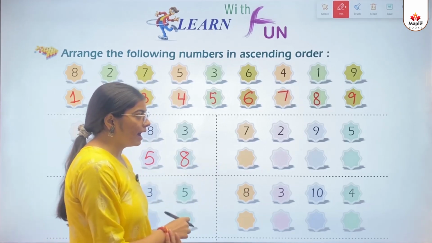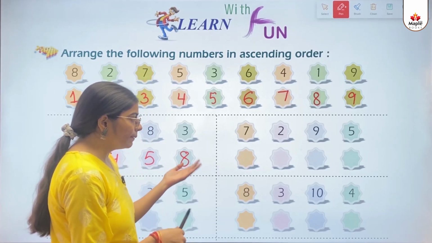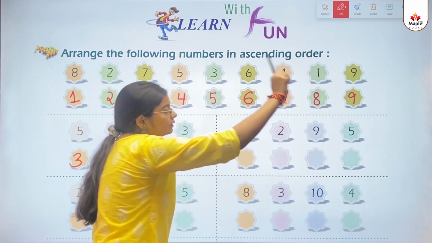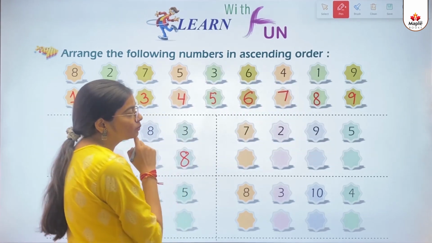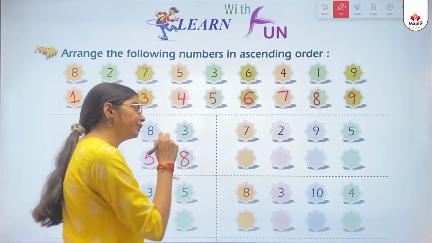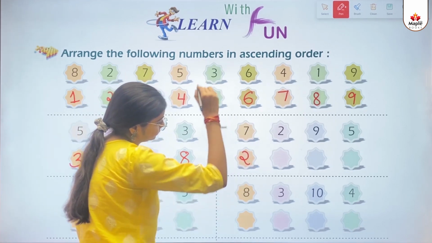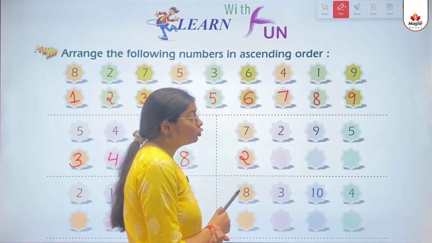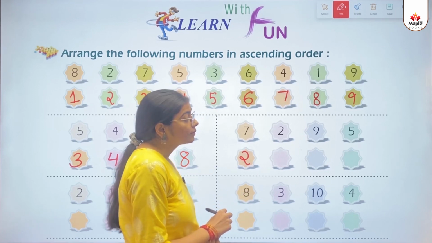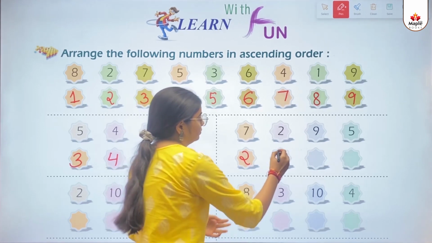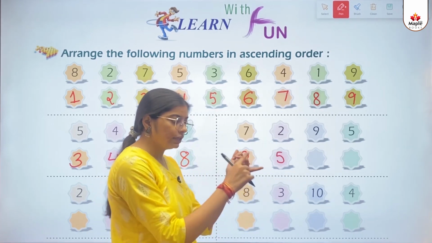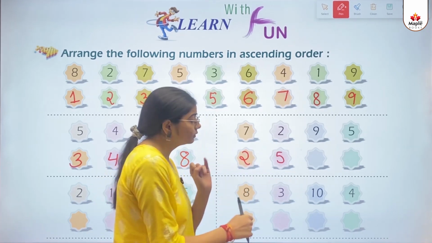Then in this part, we have been given numbers 7, 2, 9 and 5. Which one is the smallest one? 2 is the smallest one. Then, which number is greater than 2 but smaller than the others? 5. We can count also: 2, 3, 4, 5.